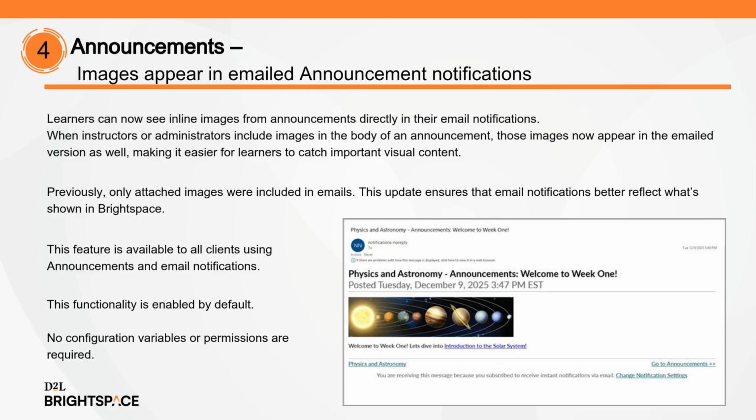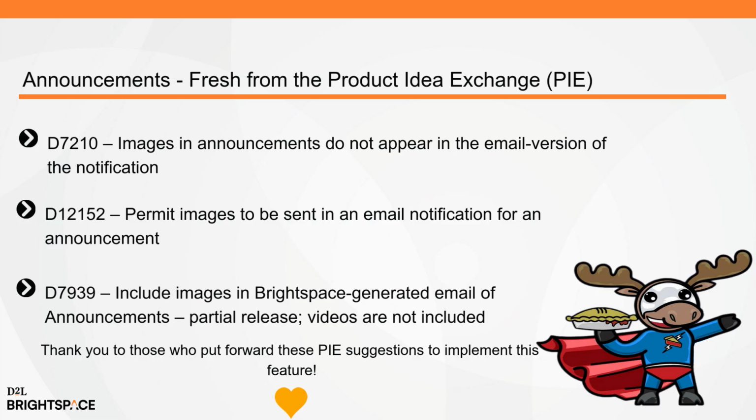Previously, only attached images were included in emails. This update ensures that email notifications better reflect what's shown in Brightspace. This feature is available to all clients using announcements and email notifications. No setup is required. This feature implements the following PI items. D7210. Images in announcements do not appear in the email version of the notification. D12152. Permit images to be sent in an email notification for an announcement.